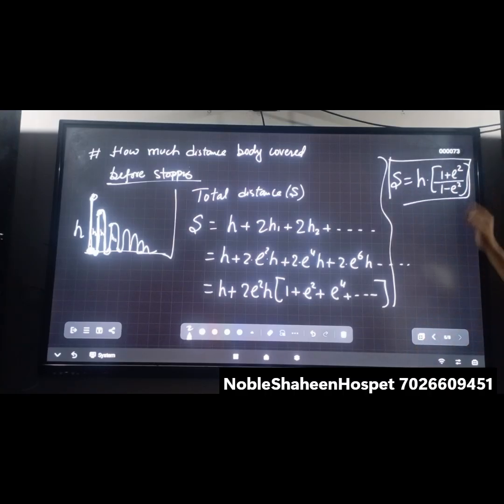Again, if the collision is elastic, then e will be equal to 1, and so 1 minus 1 will be 0, that means something divided by 0, and if the denominator is 0, then this whole term will be infinity. Then it means if the collision is elastic, the total distance covered by the particle will be infinity.